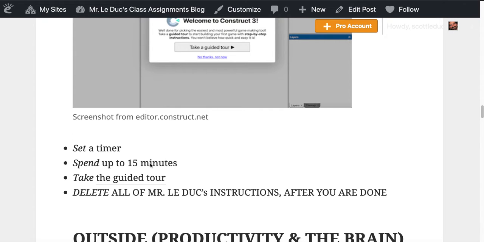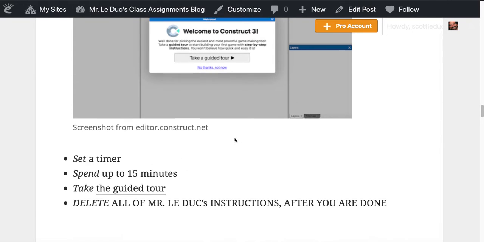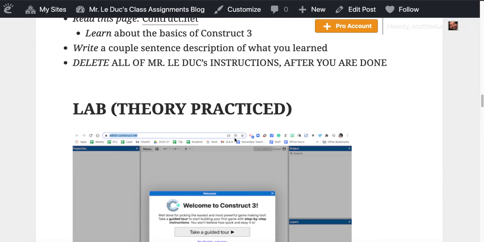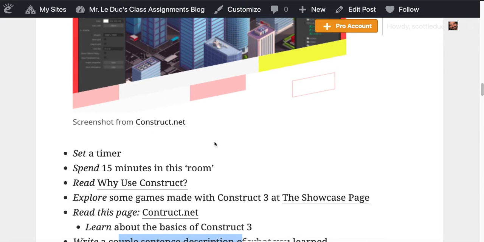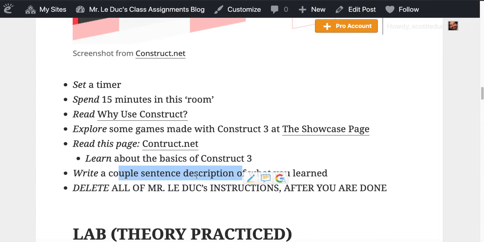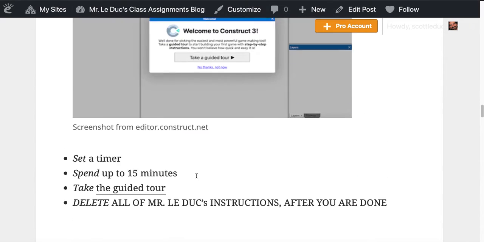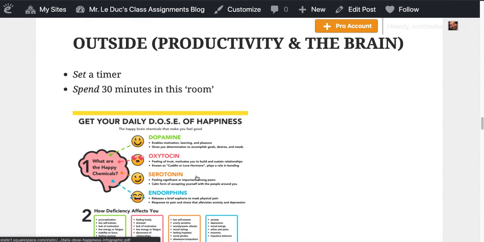Now, just remember, you delete all my directions. If there's nothing you need to do other than just do the thing, you can delete the whole section. You can just delete the whole lab if you want. If it says write a couple sentences, that's all that's going to be left. We would have this image here and then your description. That's it. Just a reminder, because a lot of people are still having issues with that.